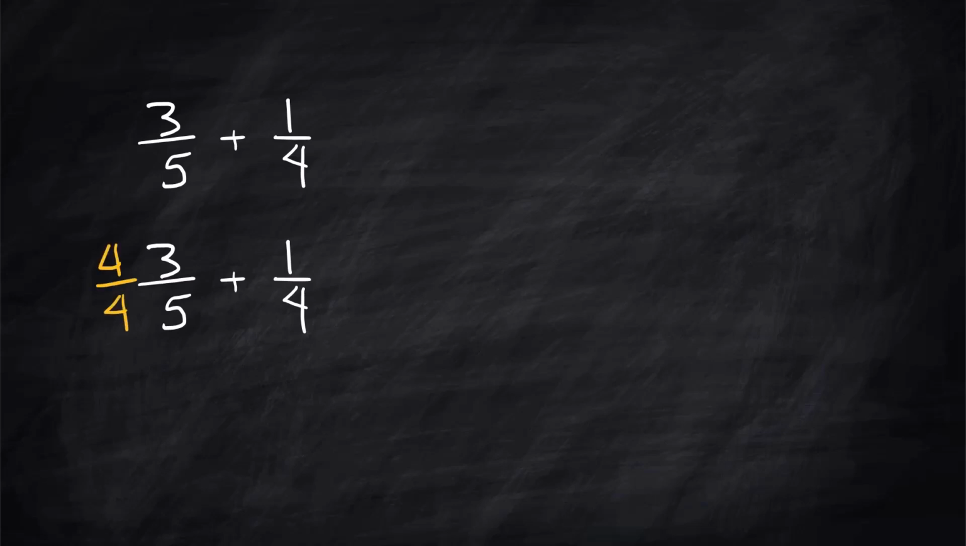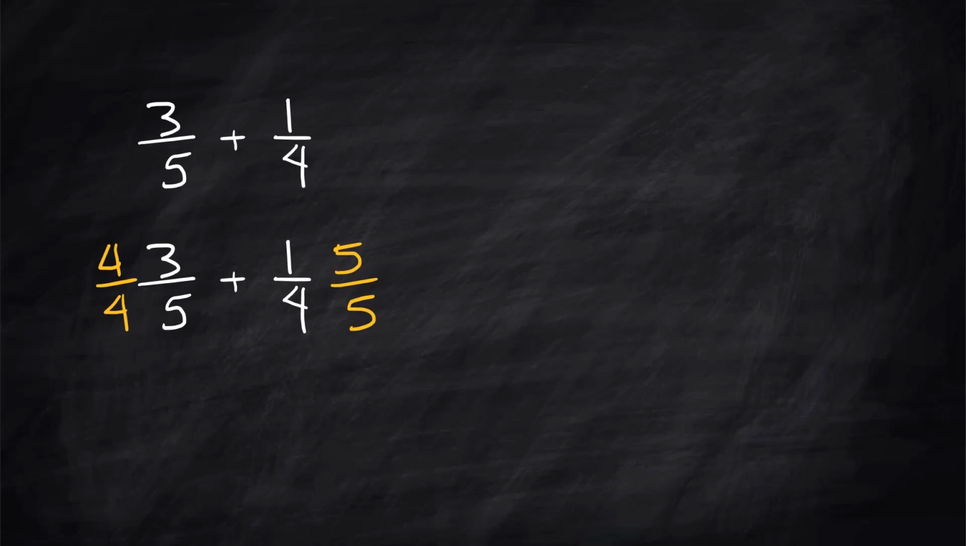So if I take 3/5 and multiply it times 4 over 4, I have to use 4 over 4 because 4 divided by 4 is 1. I'm not really changing the value of 3/5 if I multiply it times 1. It's just going to look different and have a different denominator. For 1/4, we have to multiply times 5 over 5. Same thing. Doesn't change the value, just changes what it looks like.